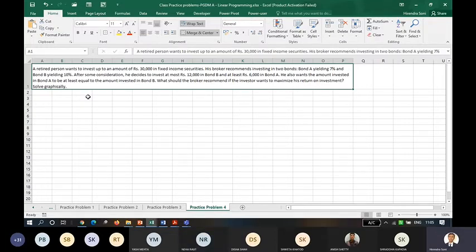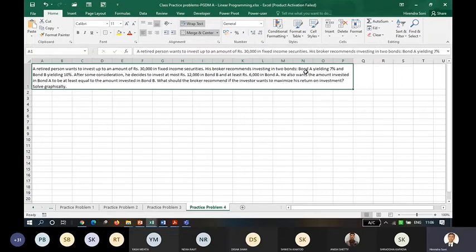ये इन्वेस्टमेंट से रिलेटेड प्रॉब्लम है. A retired person wants to invest up to an amount of ₹30,000 in fixed income securities. His broker recommends investing in two bonds, bond A yielding 7% and bond B yielding 10%. After some consideration, he decides to invest at most 12,000 in bond B and at least 6,000 in bond A. ये आपका constraints define करते जा रहा है.